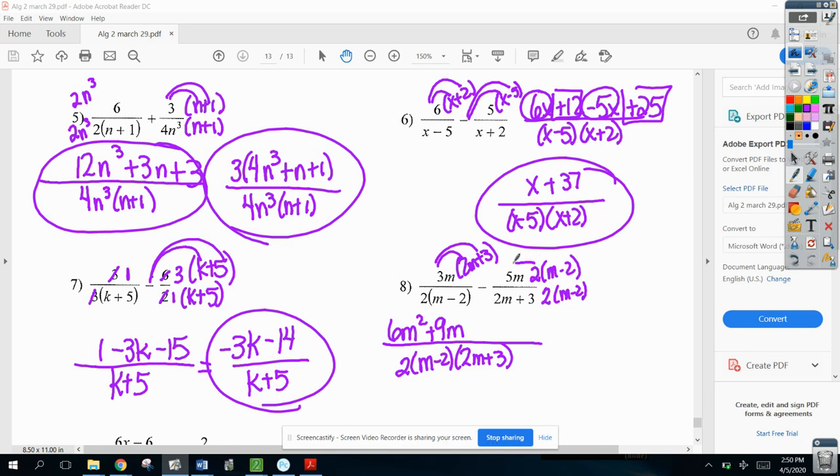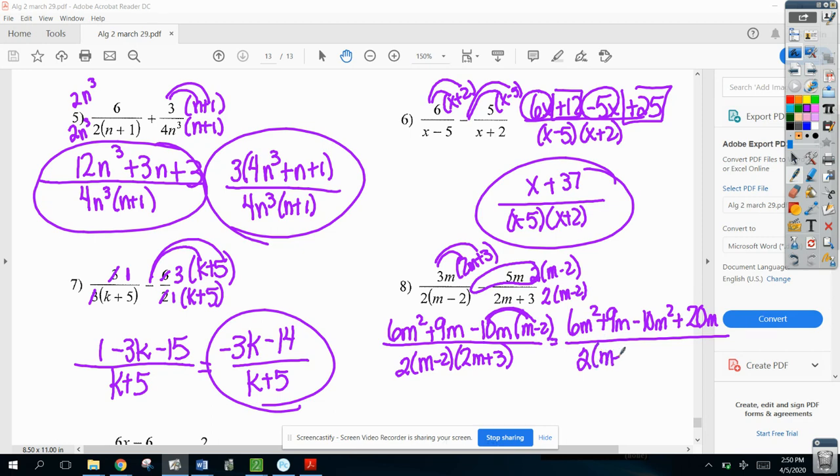So I would do this chunk right here first. I would say negative 5m times 2 is a negative 10m times m minus 2. And then I would distribute. So I would get 6m squared plus 9m. And this gives me a negative 10m squared. A negative and a negative gives you a plus 20m, all over 2 times m minus 2 times 2m plus 3.